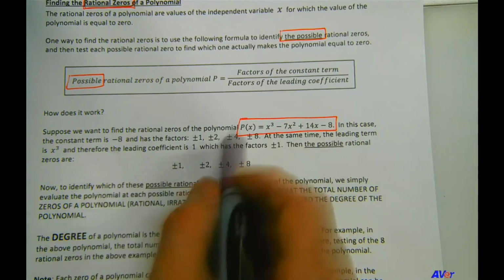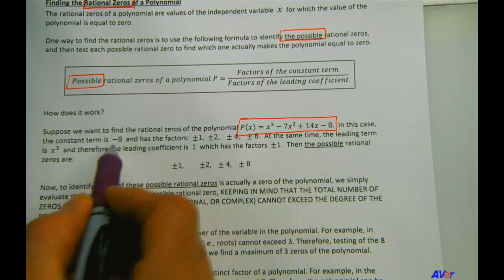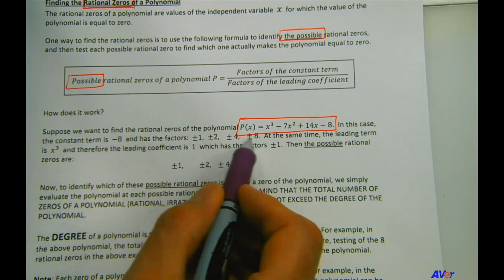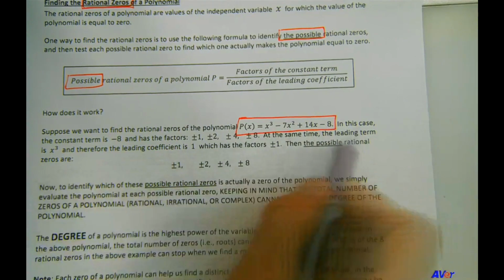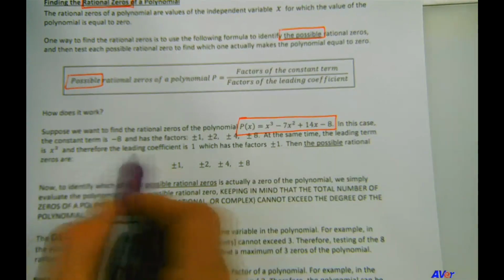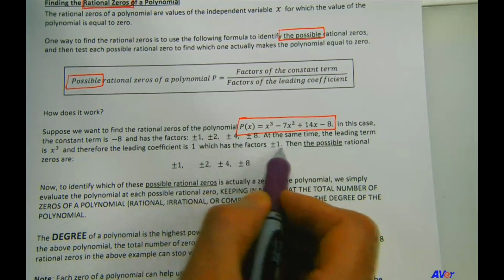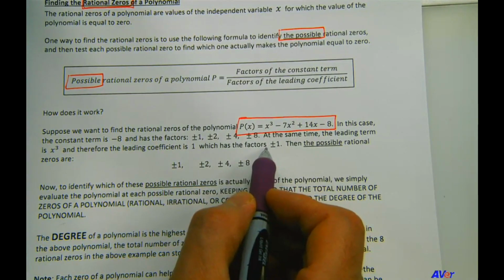So these are all the factors with which we can obtain -8. We can multiply them by each other and get -8. Those are the factors of the constant term. Now, at the same time, the leading term is x cubed, and therefore the leading coefficient is 1, which has the factors plus or minus 1, like I was saying earlier. -1 times -1 is +1. 1 times 1 is +1.